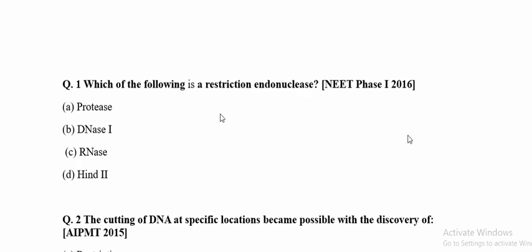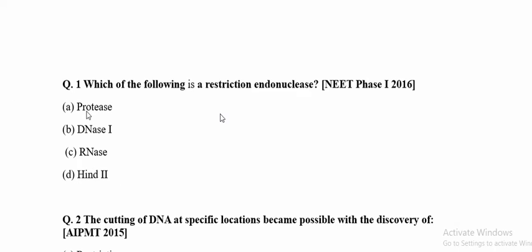Today I am going to discuss some of the previous year questions from the topic Biotechnology, Principle and Processes. So let's start. Question number 1. Which of the following is a restriction endonuclease? This question came in NEET 2016. Options were protease, DNase, RNase, HIN2.